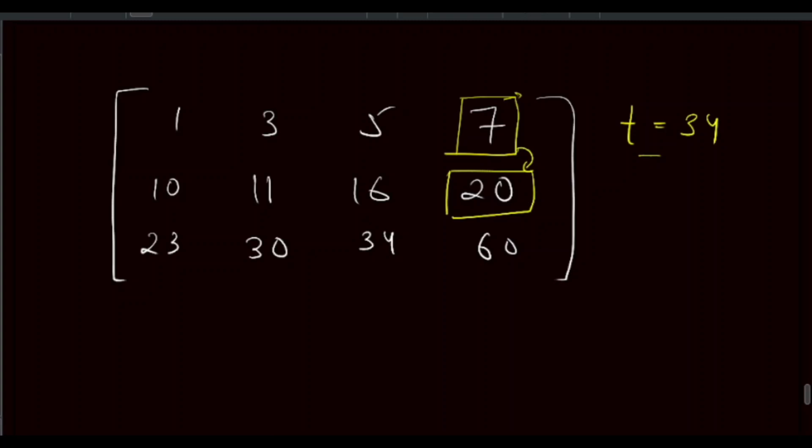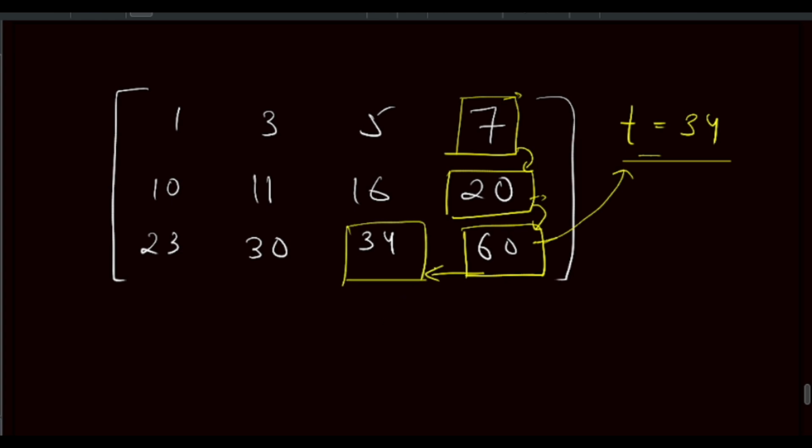Now we compare target to this. Target is still larger, so we move to the next row. Now we compare this to the target again, and now the target is smaller than the current element, so we move left, and now you have found the solution. So this is how it is working.